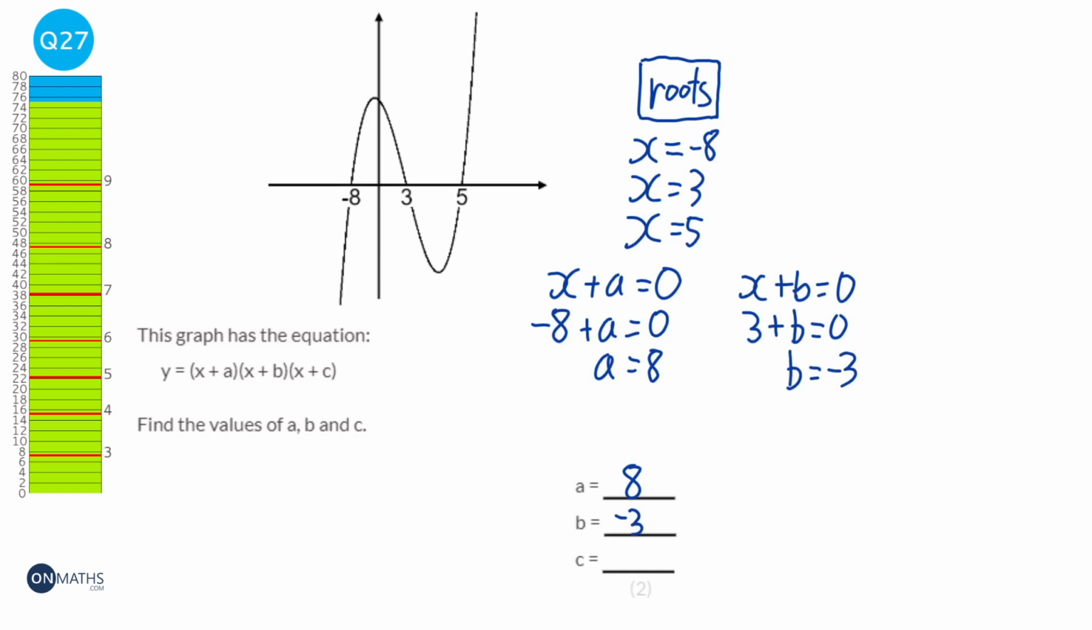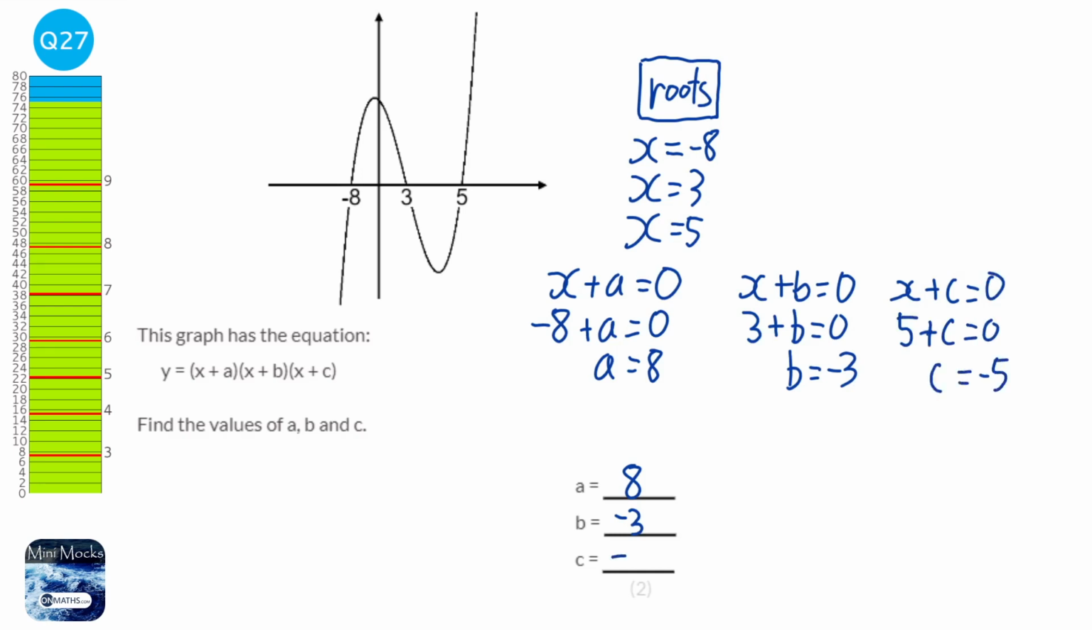Then we're looking at the last one, x plus c. Look at the last root, which is 5. We're going to get it equal to 0, and then it's going to be 5 plus c equals 0. And take away 5 both sides, you get -5. And so if a is 8, b is -3 and c is -5, it means that at -8, 3 and 5 it will equal 0, which is what it does in our graph.